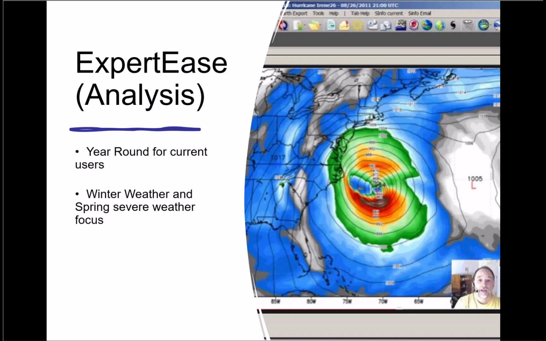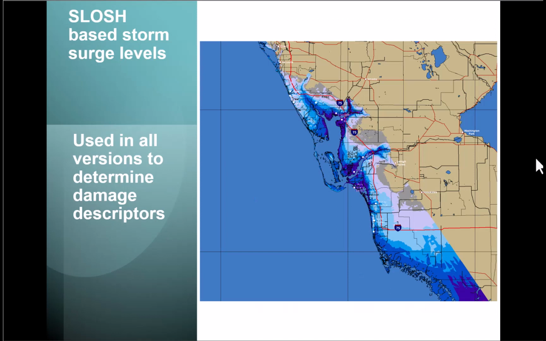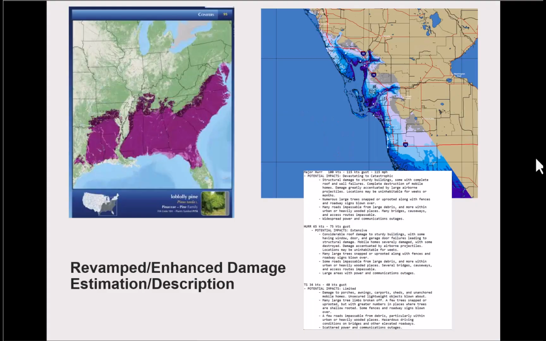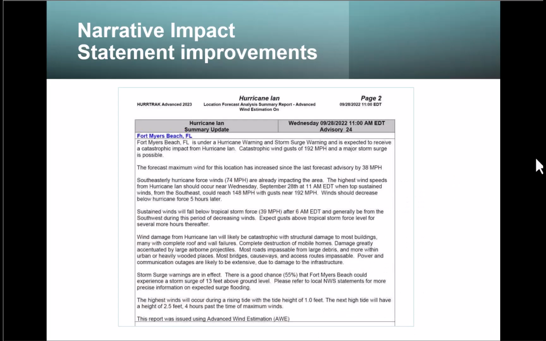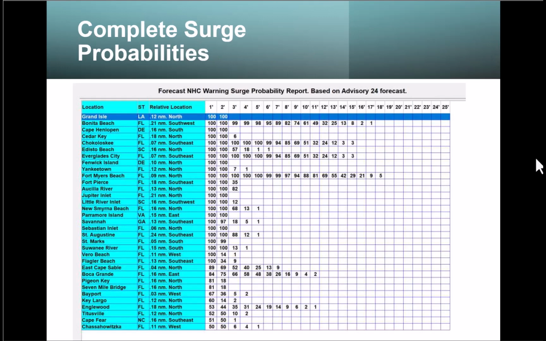Expertise analysis is our daily discussion, video discussion. The SLOSH-based storm surge levels is the additional SLOSH data we talked about, used in all versions to determine the damage to areas from a tropical cyclone. The revamped or enhanced damage estimation and descriptions, using additional data of tree data, SLOSH data, and wind data. The narrative impact statement improvements, we're going to go into a lot of detail on these. The surge probabilities, and here's an example of what it might look like.